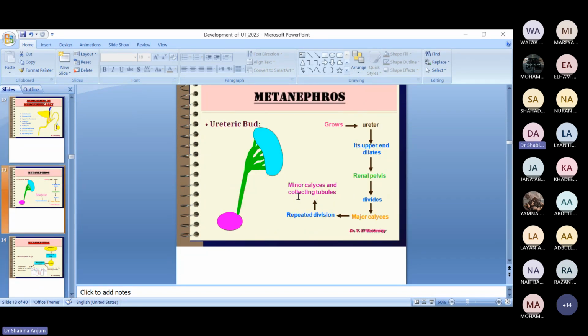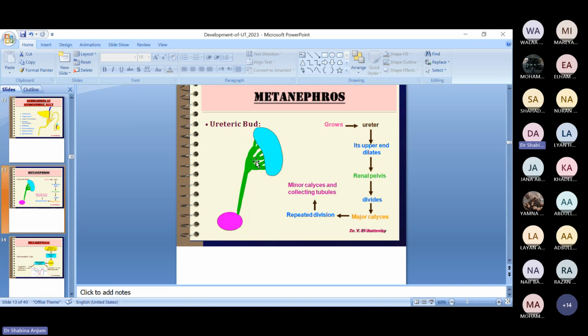Now we have the metanephros, the third stage. The ureteric bud will grow and form the ureter, and its upper part will dilate. Here you can see the upper part dilated, and it will form the renal pelvis, which will divide into the major calyces, and repeated division will form the minor calyces and collecting tubules.